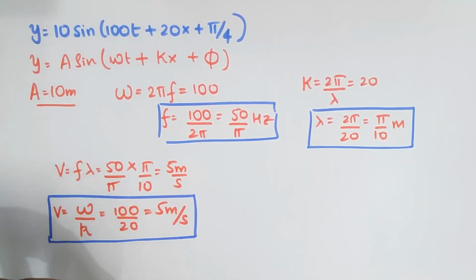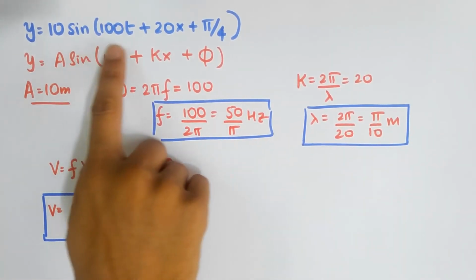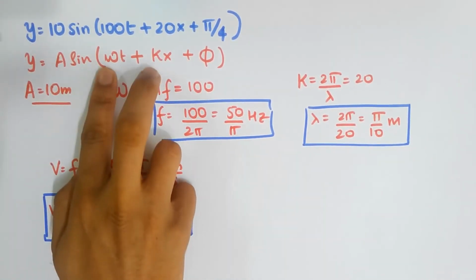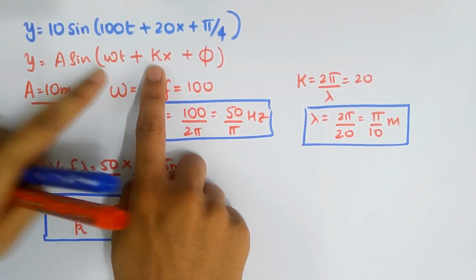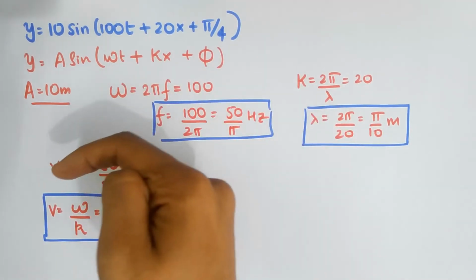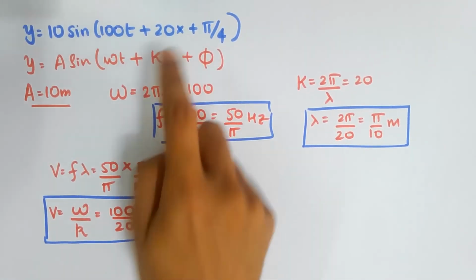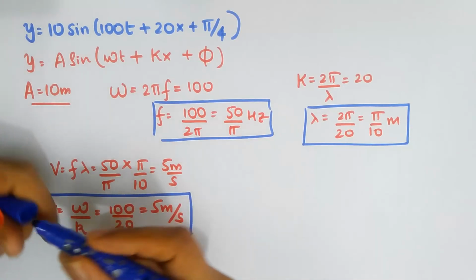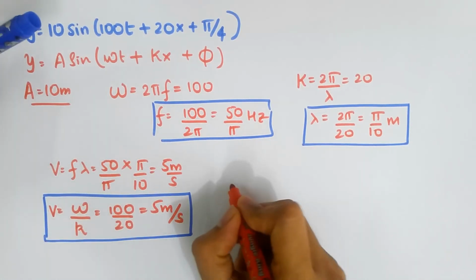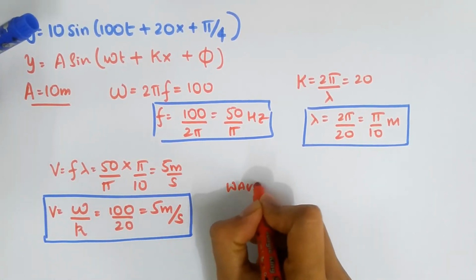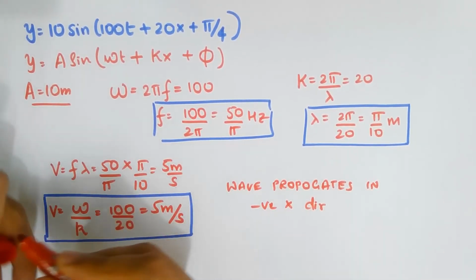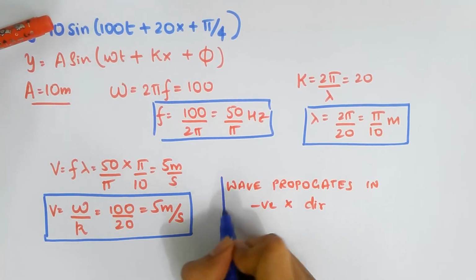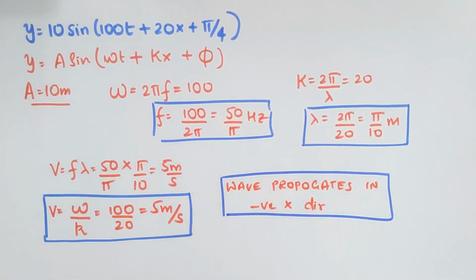Now we need to know in what direction the wave is propagating. Remember that if omega t and kx have the same sign, which is the case over here, the wave must be propagating in the negative x direction. So from this we understand that the wave propagates in the negative x direction. Ta-da! We have answered all our questions. There we have it.